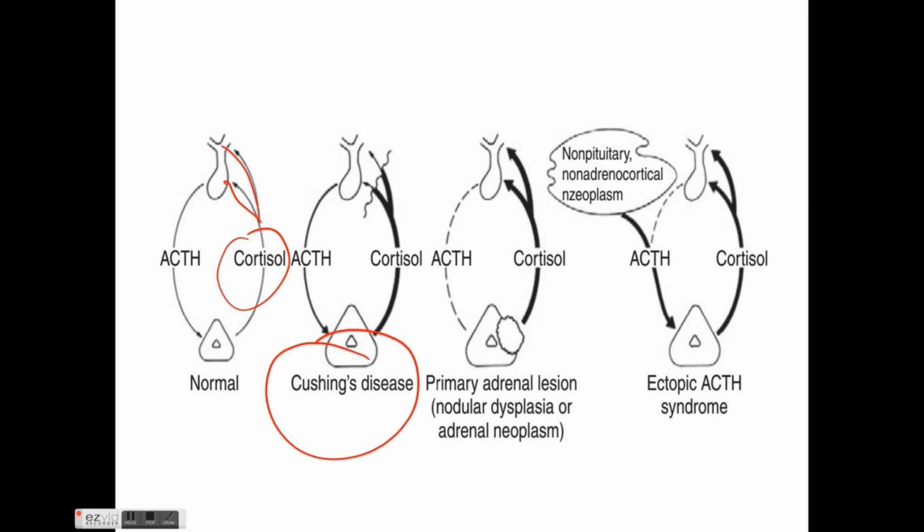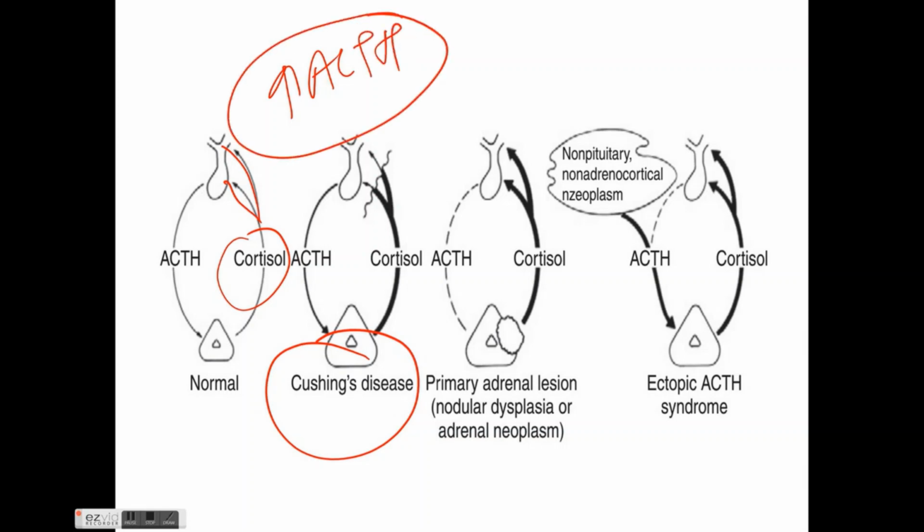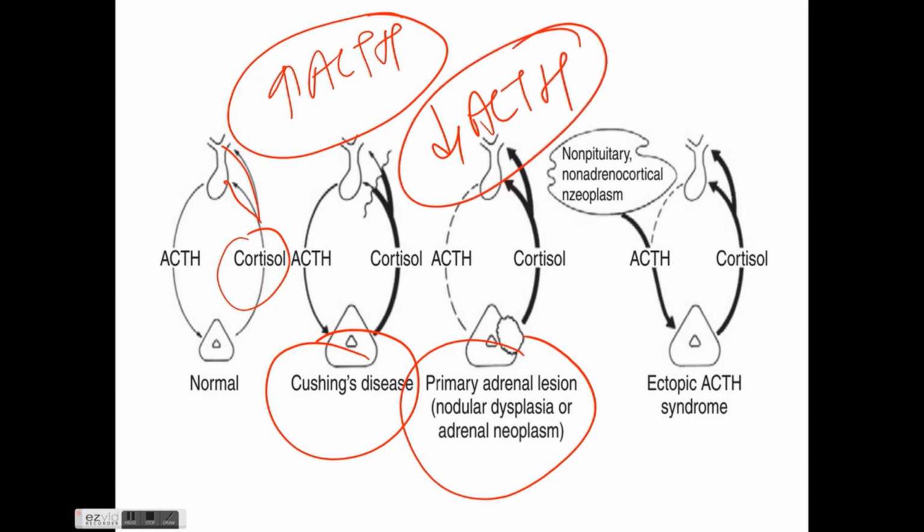Now, what happens in Cushing's disease is that the normal negative feedback doesn't work that much. So, we have increased ACTH level because of the increased secretion from the pituitary adenoma. If we talk about adrenal lesions such as adrenal adenoma, adrenal carcinoma, or nodular dysplasia of the adrenal gland, then we have increased cortisol, and that has a negative feedback on the hypothalamus and the pituitary, and that leads to decreased ACTH.